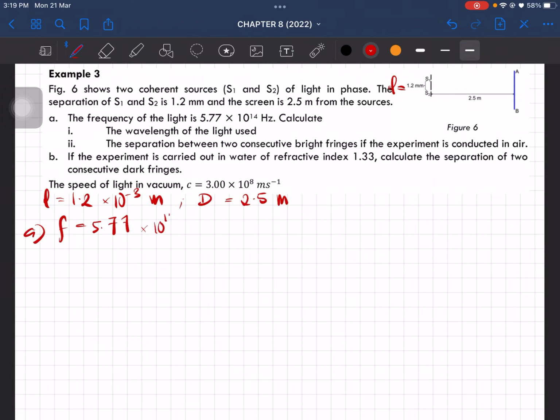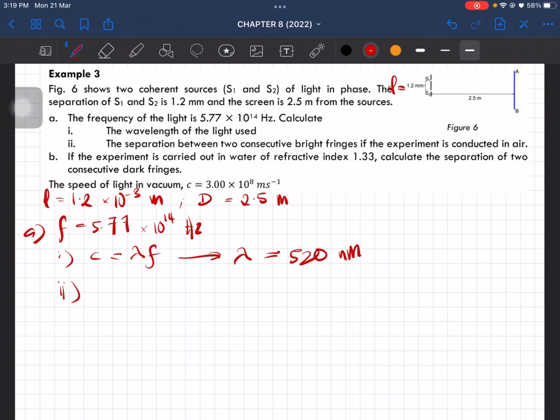5.77 times 10 to the power 14 hertz. So you have to calculate the wavelength of the light used. Remember, we can use the wave speed equation, which is c equals f lambda. From here we can then get the wavelength. Calculate that, you will get 520 nanometers. That is the wavelength of the light used.